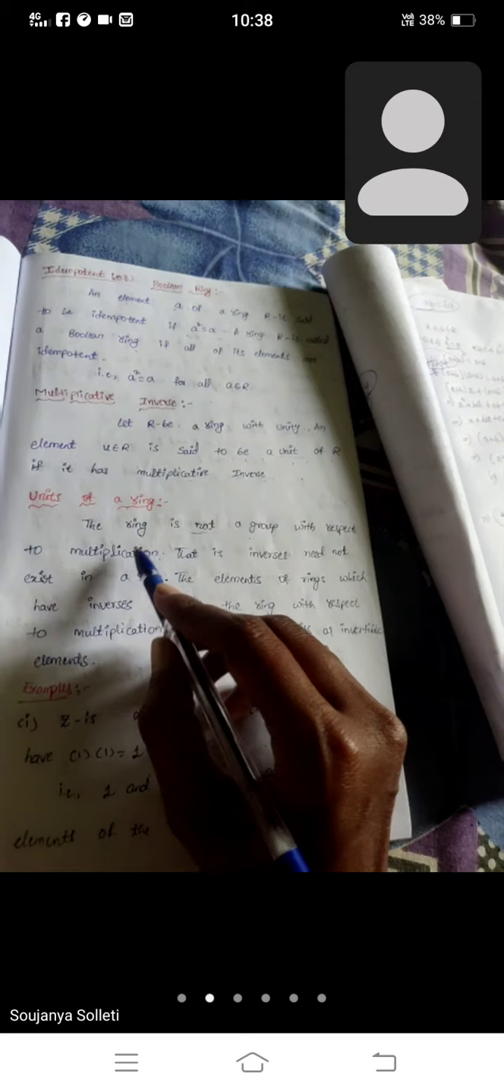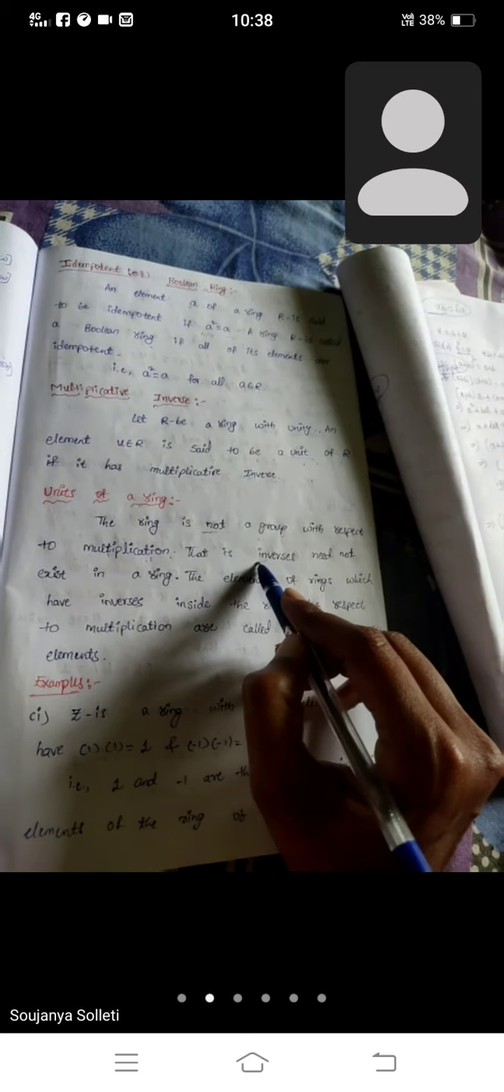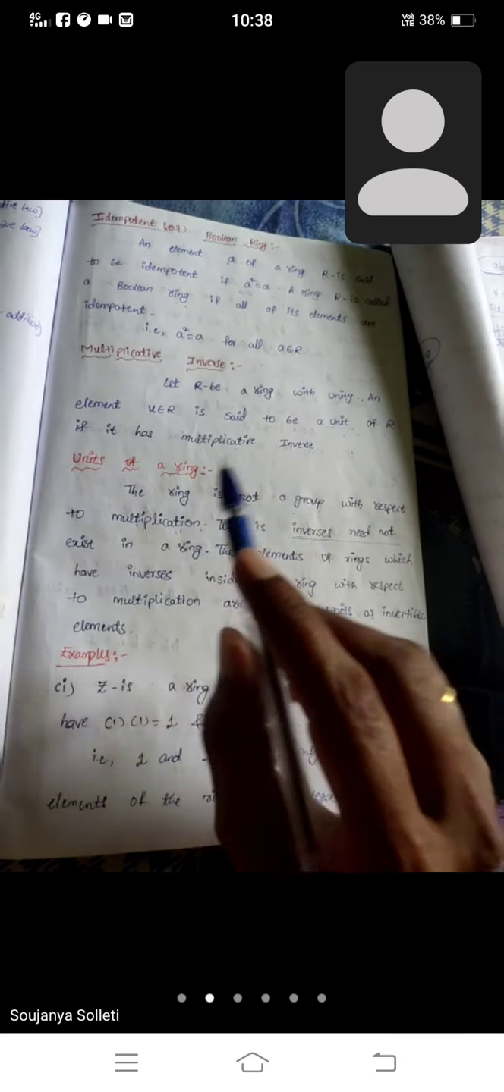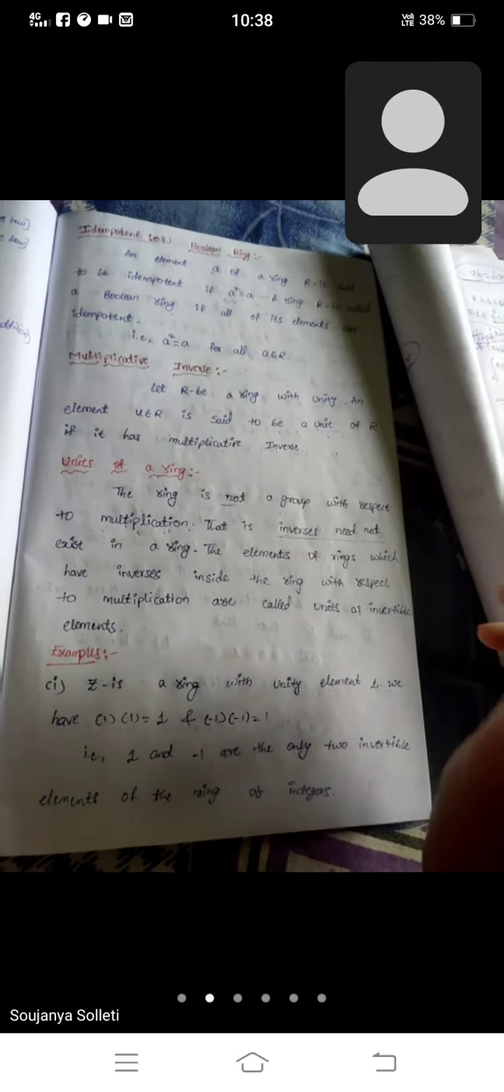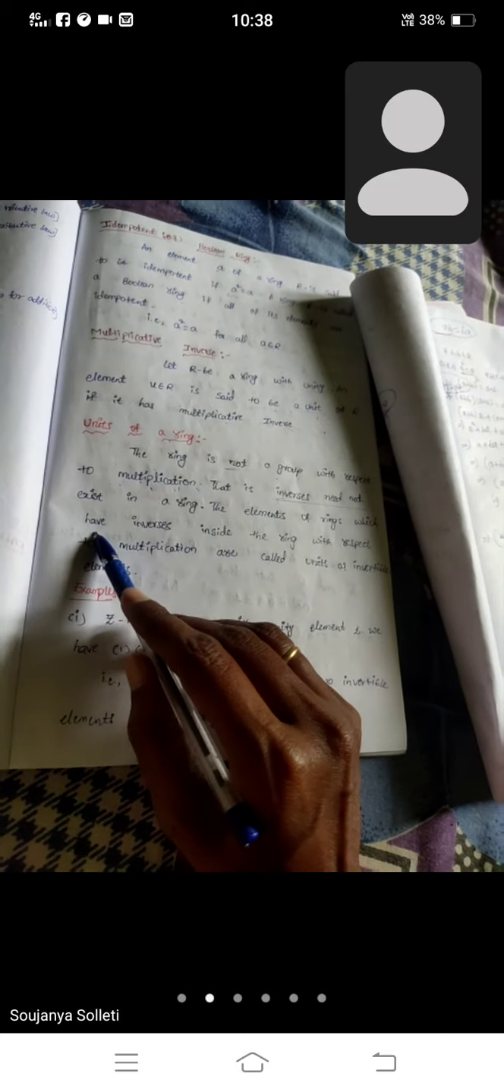That is, if multiplication does not exist, then the inverse need not exist. In any ring where multiplication exists, the inverse may exist. Here multiplication is not available, so the inverse need not exist in the ring. So the elements of a ring which have an inverse inside the ring with respect to multiplication are called units or invertible elements.